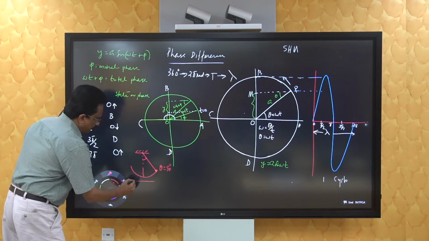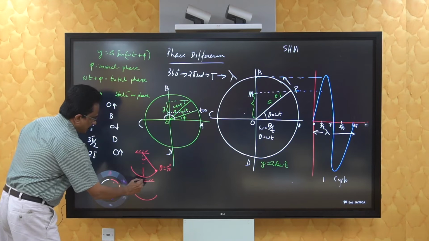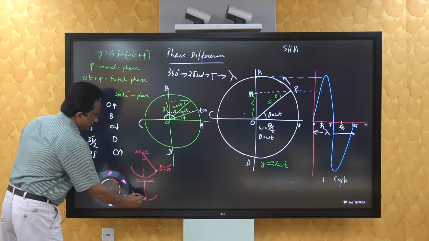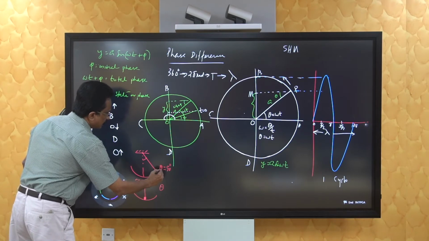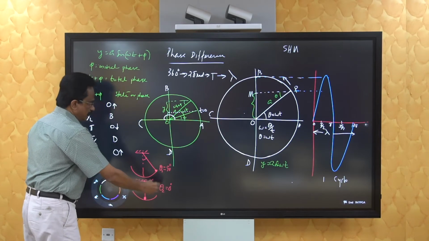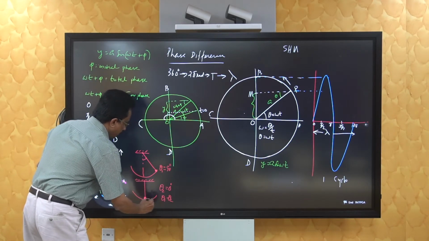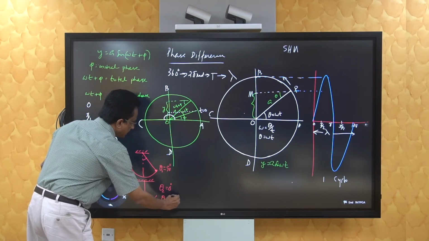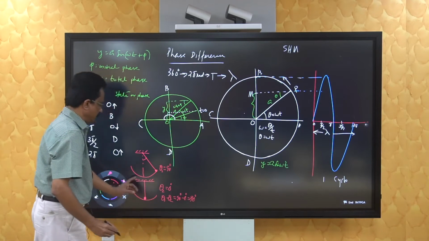Now think of pendulums, all the same length. Here the particle is at the equilibrium position. We take theta 1 here, and theta 2 is equal to 0 degree. So what's the phase difference? Theta 1 minus theta 2, the phase difference is equal to 90 degree minus 0 degree, which is equal to 90 degree. That is the phase difference.